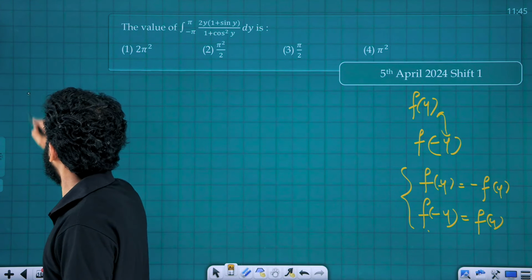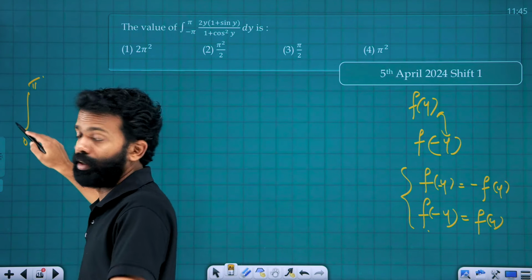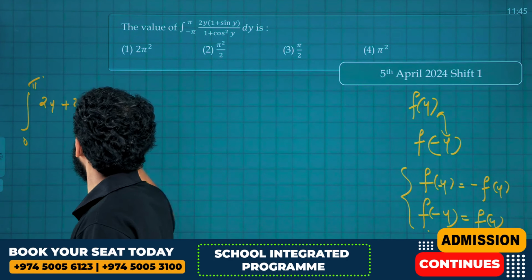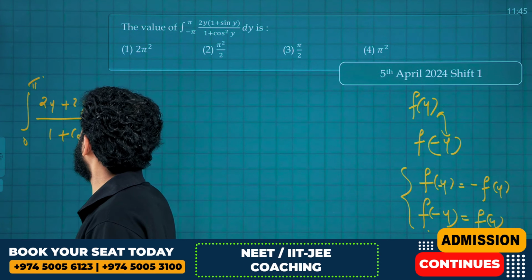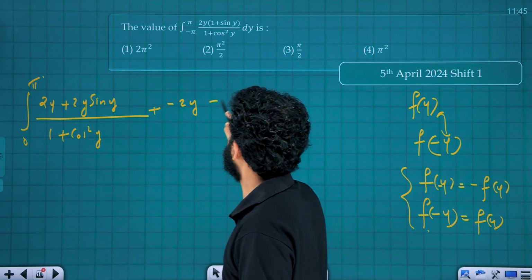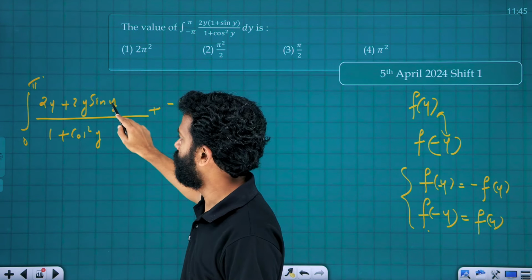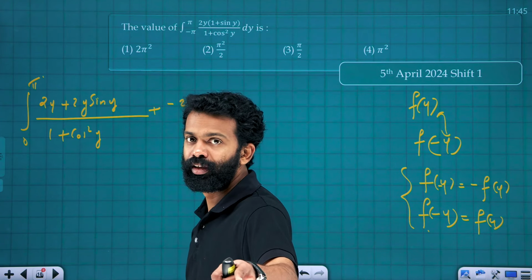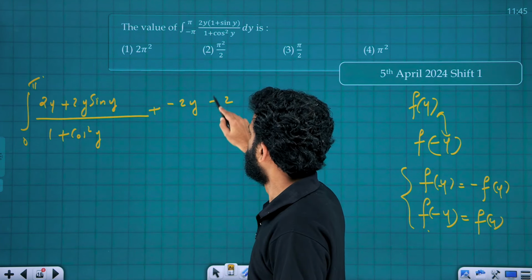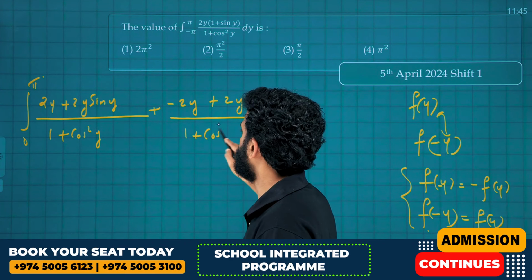So it will be 0 to pi. Instead of y, you should substitute minus y here, as the second term. That is 2y plus 2y sine y, divided by 1 plus cos square y, plus, if you substitute y equal to minus y, it will be minus 2y, and what is sine minus y? That is minus sine y. That minus and this minus will be positive, so plus 2y sine y divided by 1 plus cos square of minus y.